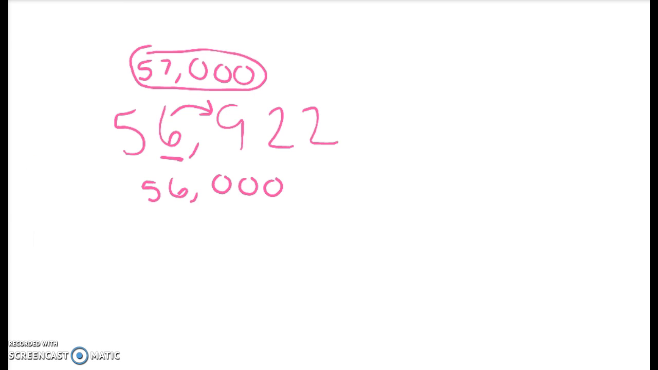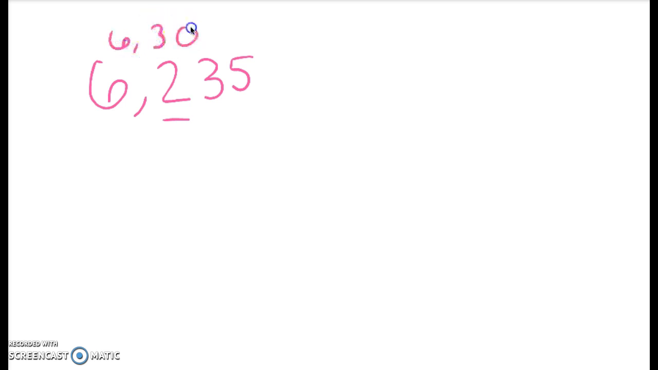Now if we look at another option, say we want to round to the nearest hundreds place. 6,235. We want to round to the nearest hundred. So I would find that hundreds place. And I would think, what hundreds is this in between? Since it still has this 35, it could be closer to 6,300 or 6,200.